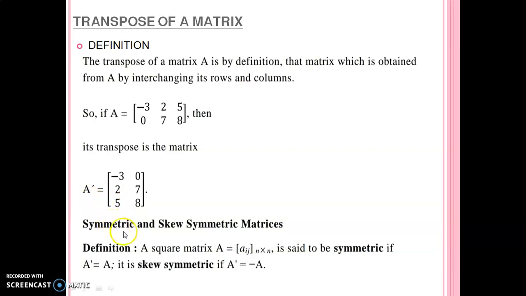Next are the symmetric and skew symmetric matrices. They are a type of square matrices in which, if A transpose is equal to A, that matrix is known as a symmetric matrix, and if A transpose is equal to minus A, that matrix is known as a skew symmetric matrix.